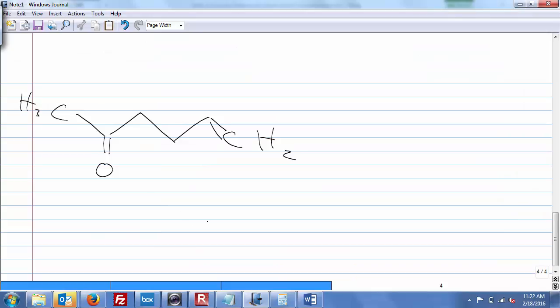But if we just want to go ahead and do the whole thing, we can put a carbon here, carbon here, carbon here, carbon here, carbon here, carbon here. There are your 6: 1, 2, 3, 4, 5, 6. That's your hexane backbone. Where does the ene come from? Well, the double bond.